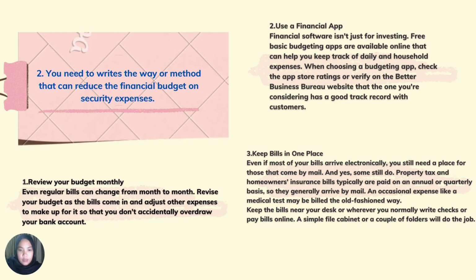Third, keep bills in one place. Even if more of your bills arrive electronically, you still need a place for those that come by mail. Some, like property tax and homeowners insurance, are typically paid on an annual or quarterly basis, so they can generally arrive by mail. And occasional expenses like a medical test may be billed the old-fashioned way.